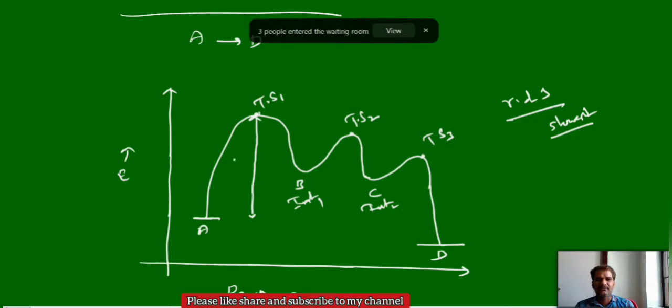A to B, this is the activation energy, and B to C, the activation energy is this much, and C to D, the activation energy is somewhere here. These are the activation energies: this is activation energy 2, this is activation energy 3, and this is activation energy 1. In which case is the activation energy more?